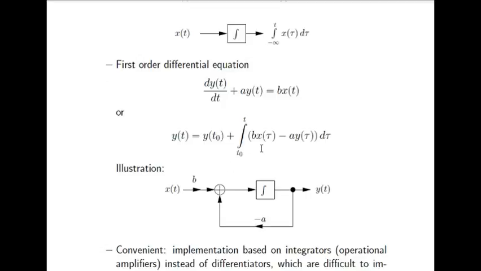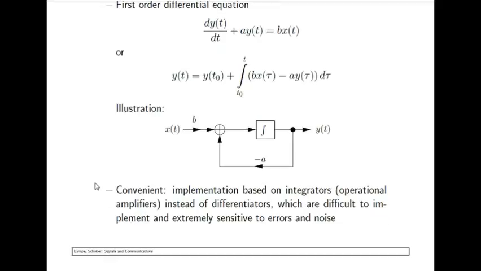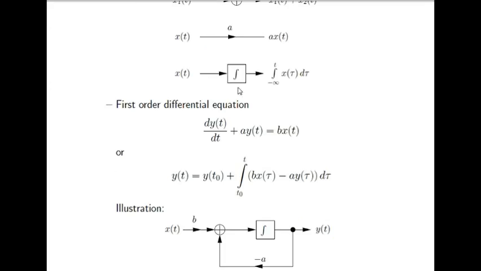I need to multiply x of t with b. Okay, I have done that, and then I need to multiply minus a with y of t. Okay, I have done that. Then I need to sum both and then pass it through the integrator. Okay, so I have done that. So there is one more thing. Instead of integrators, there are differentiators also, which are represented by d upon dt. Instead of the integration sign you can write d upon dt, which will differentiate the signal.